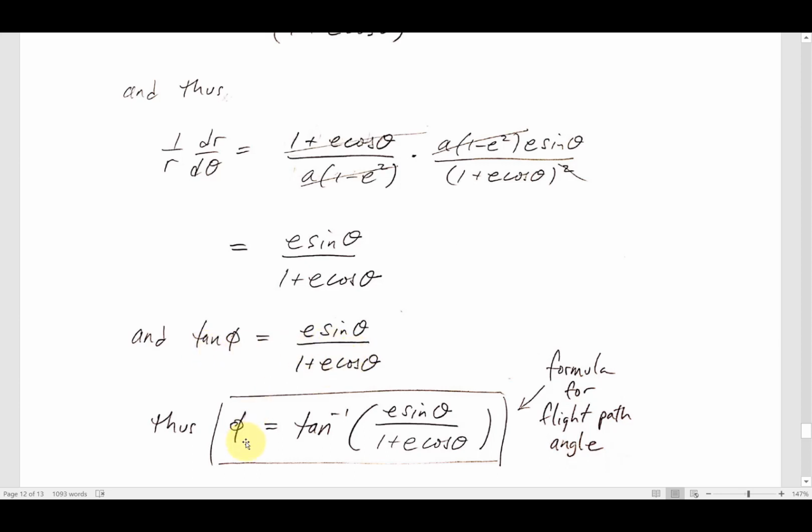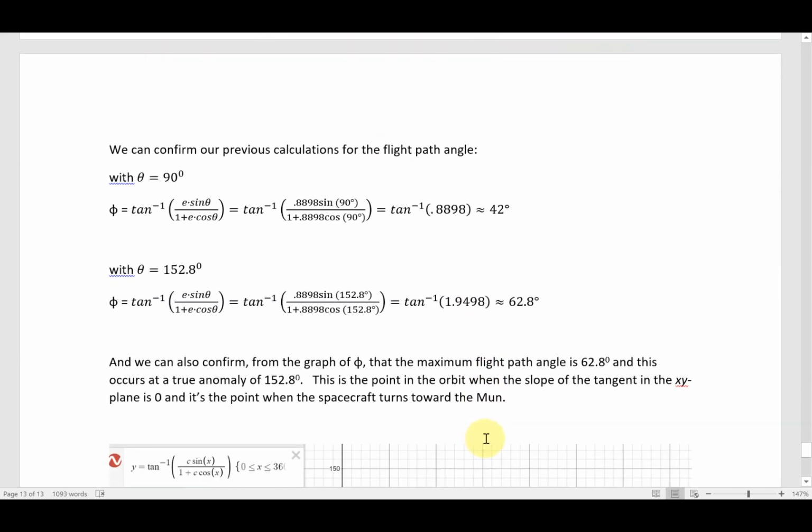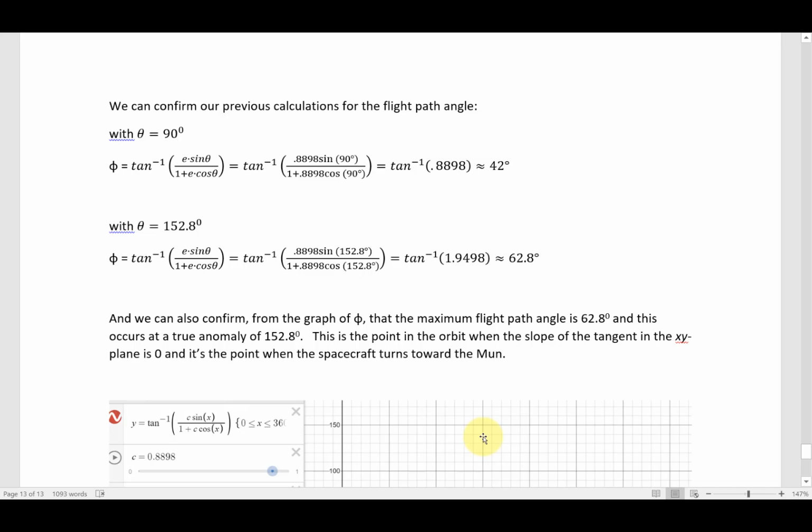So we can find the flight path angle at any angle theta by taking a tan inverse. So this is a formula for the flight path angle. It's kind of neat. You can actually now go back and check. We can confirm our previous calculations for flight path angle at some specific points, like when theta was 90 degrees, plugging in 90 degrees for theta with the eccentricity that we have for our model for the path. That's tan inverse of 0.8898, just as we were computing. 42 degrees.